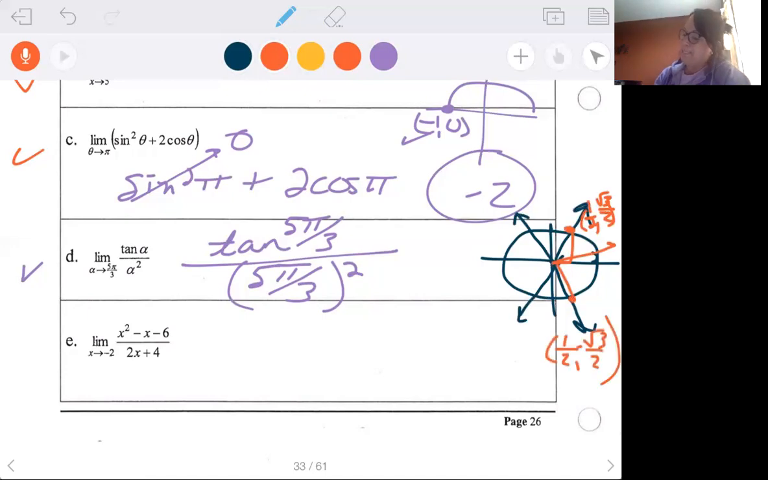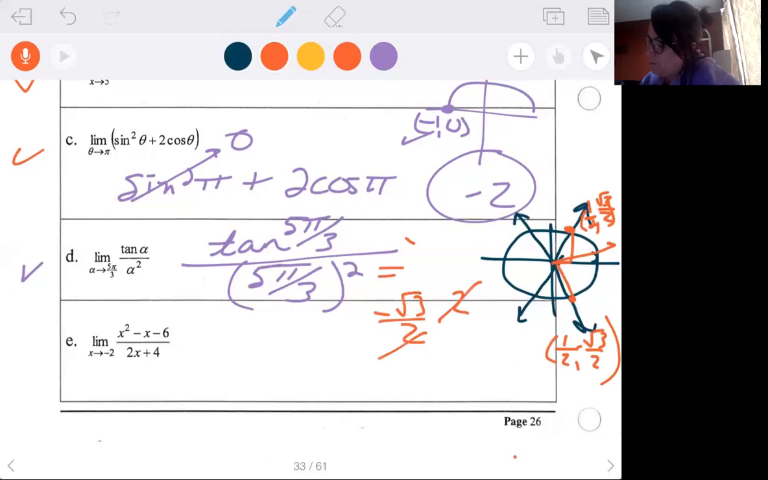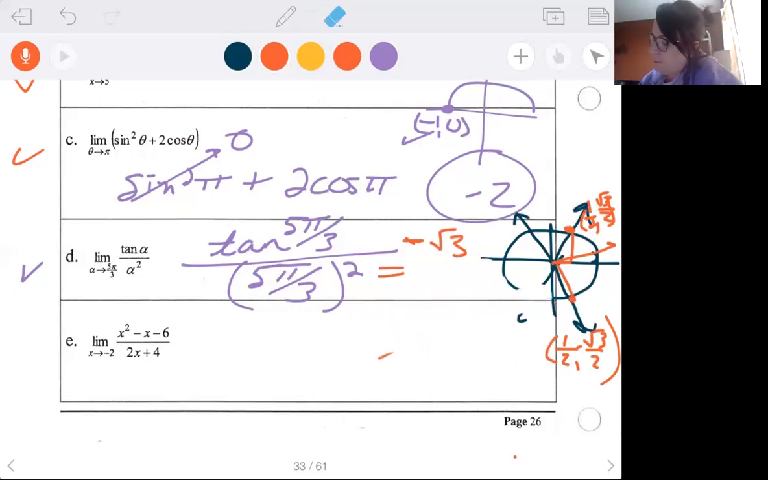Perfect. But this said tangent. Tangent is sine, -√3 over 2, right? Over cosine, 1/2. All right? But when we divide by a half, we multiply by 2. So my tangent is equal to -√3. And then when I square down below there, I'll get 25.